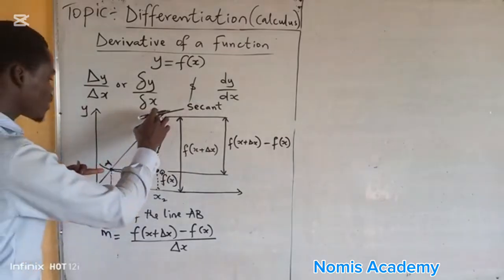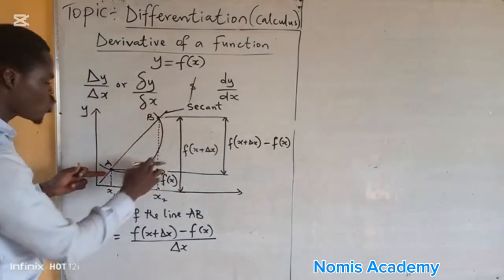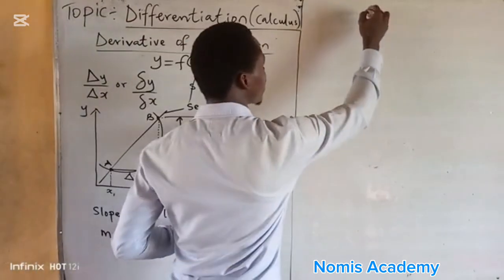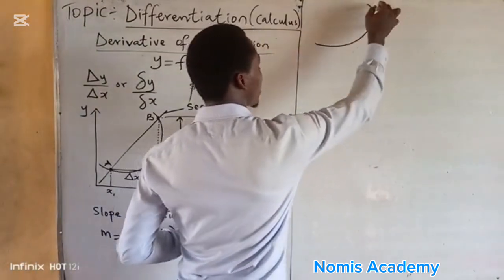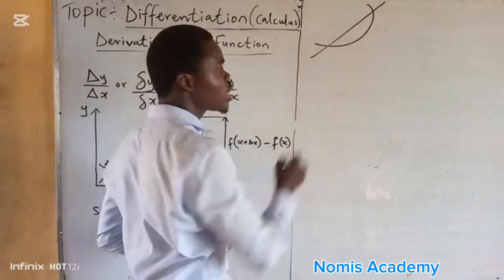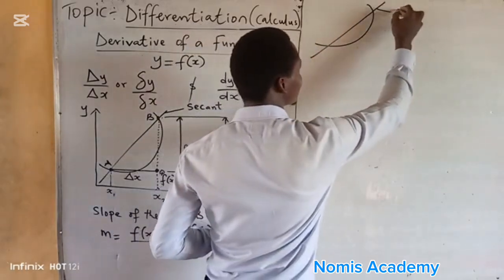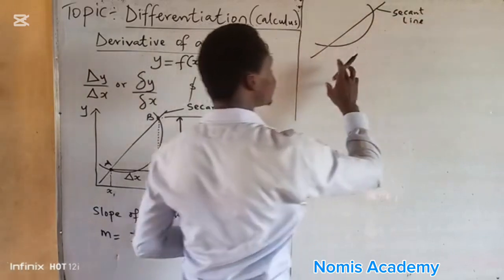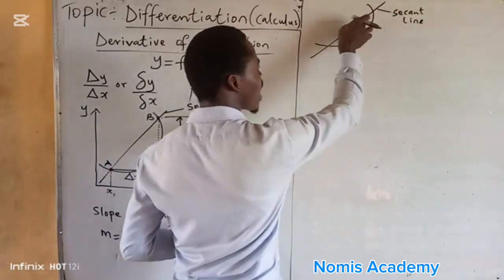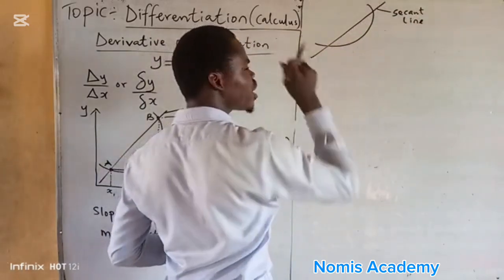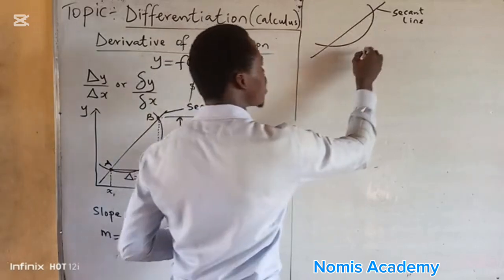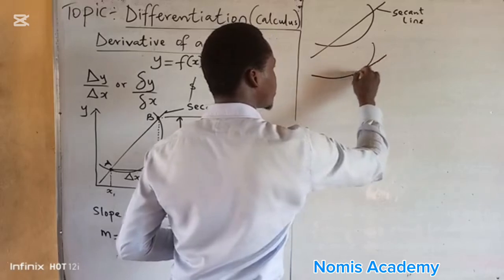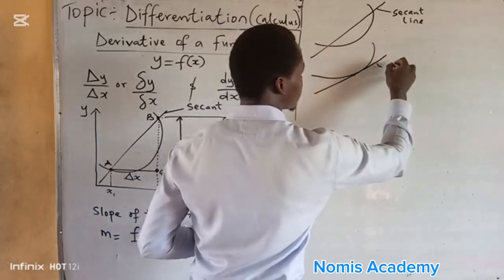Then we need to transform the secant line to become a tangent line. This is what I mean. When you have a curve, a line that cuts across 2 points is called a secant line. Then if you can restrict this line to touch at one point on the curve, just at one point, it is called the tangent line.